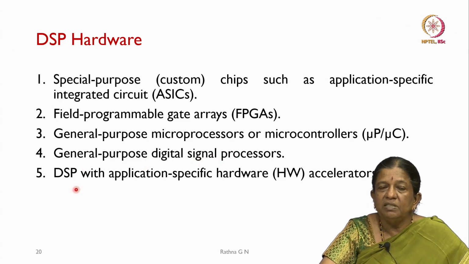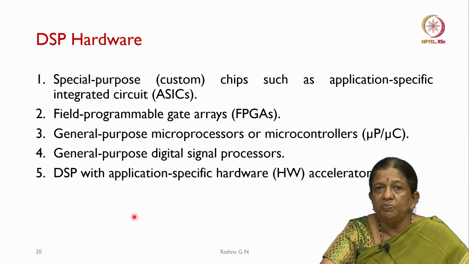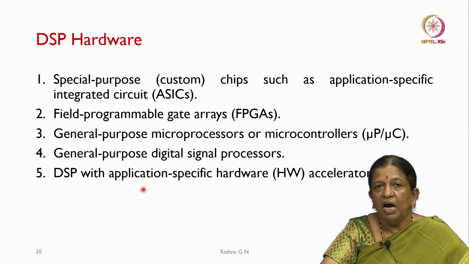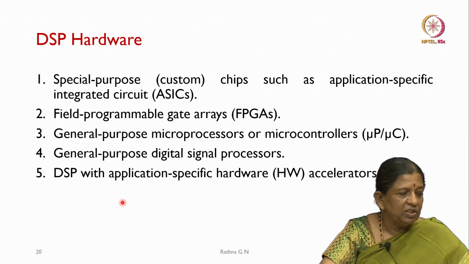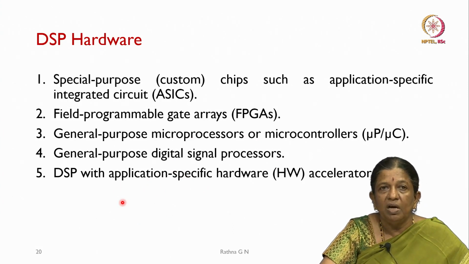The other one is we can have DSP with application specific hardware, which we call hardware accelerators. So, with respect to general purpose processors, we can have hardware accelerators particularly meant for DSP applications, which is also a possible hardware one can consider.